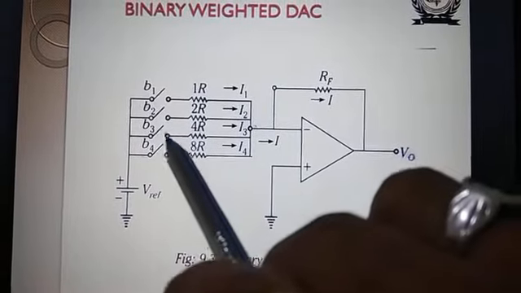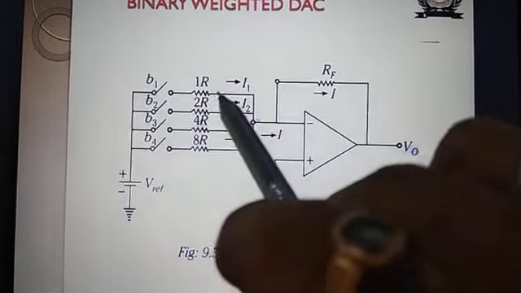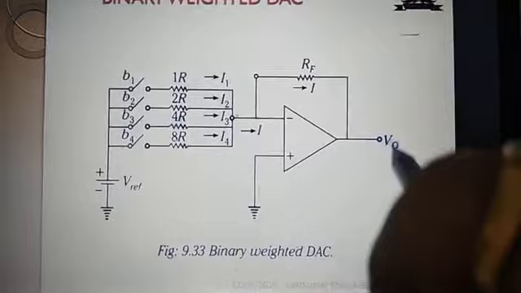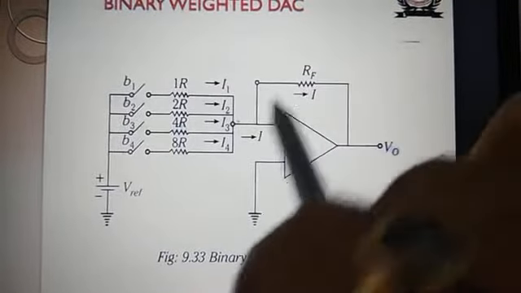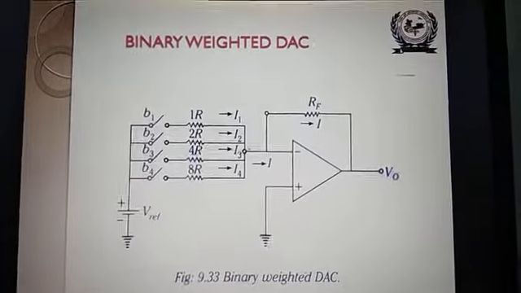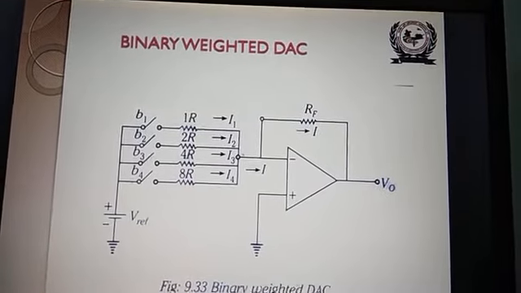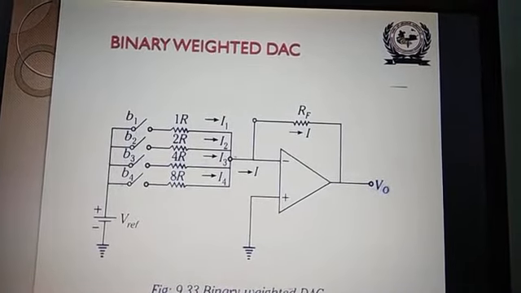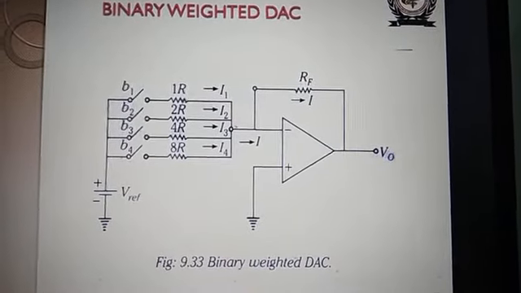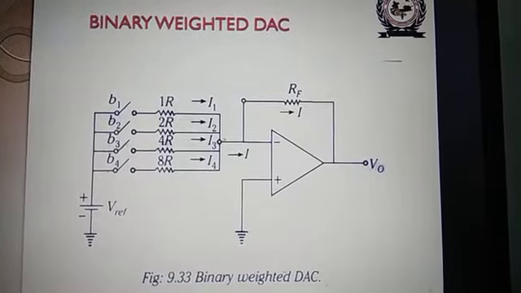So 1 0 0 0 indicates the current I1 will be flowing through this R, and hence I will be equal to I1, and you will get V0 is equal to minus I into RF, or minus I1 into RF. So this is the analog corresponding to this 1 0 0 0. 1 0 0 means equal to 8 volt. So this type of circuit is called a binary weighted D2A converter.